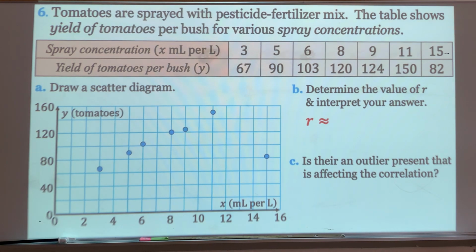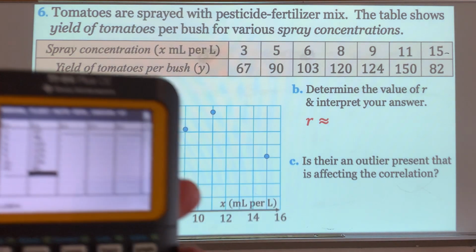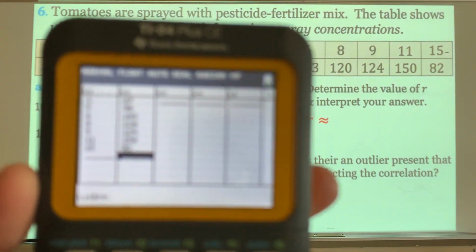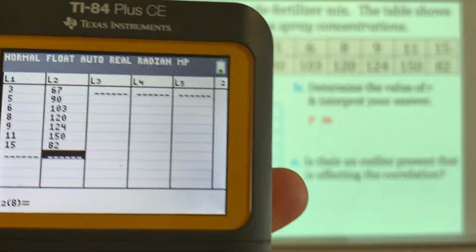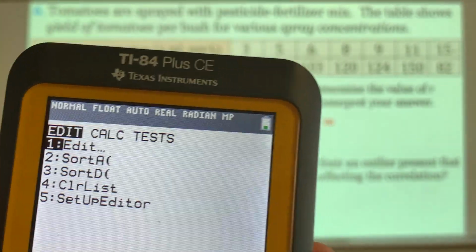So, we're going to go into our stat edit. We're going to make our list. 3, 5, 6, 8, 9, 11, and 15. 67, 90, 103, 120, 124, 150, and 82. Come on, zoom in, buddy. Boom. That's my list. We want a value of R.